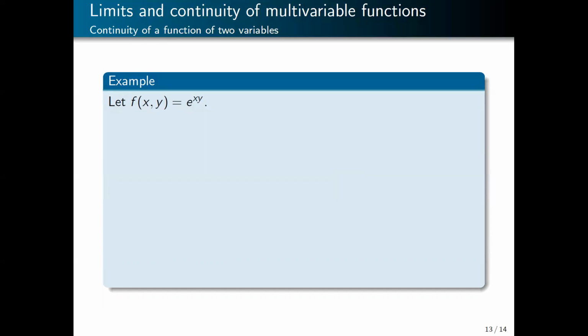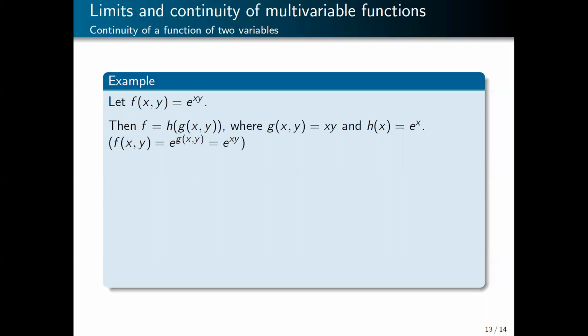The function f given by f(x,y) equals e raised to xy is the composition of the functions h and g, where g is the function of two variables given by g(x,y) equals xy, and h is the single variable function given by h(x) equals e raised to x. That is, f(x,y) is obtained by replacing the x in h(x) by the expression g(x,y).